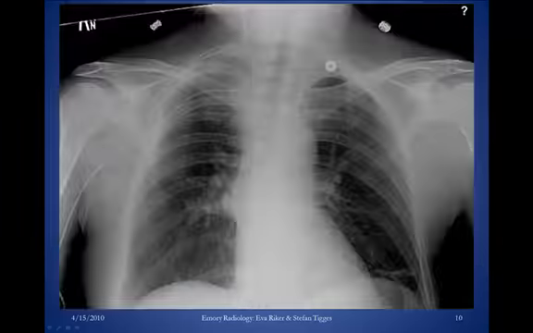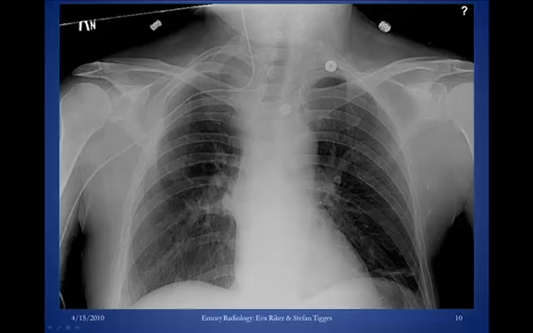Another example right here of a tube, or rather a line placement. Here they've put in a right PICC line, and remember that you want those lines to go into the superior vena cava, and this line, instead of going into the superior vena cava, goes up into the right neck, so it looks like it's in the right internal jugular vein.